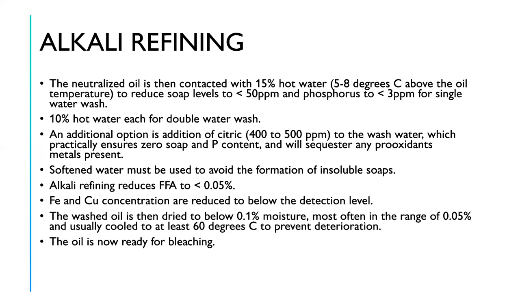So sometimes you find that even if you do your washing, your soap is very high, say about 100 ppm. So it's paramount that you add some acid, then it will have lower soap content. Softened water must be used to avoid the formation of insoluble soaps. Alkali refining reduces free fatty acid to less than 0.05. So that's what you want. Ideally, it should be less than 0.03. So your iron and your copper concentration are reduced to below the detection level.